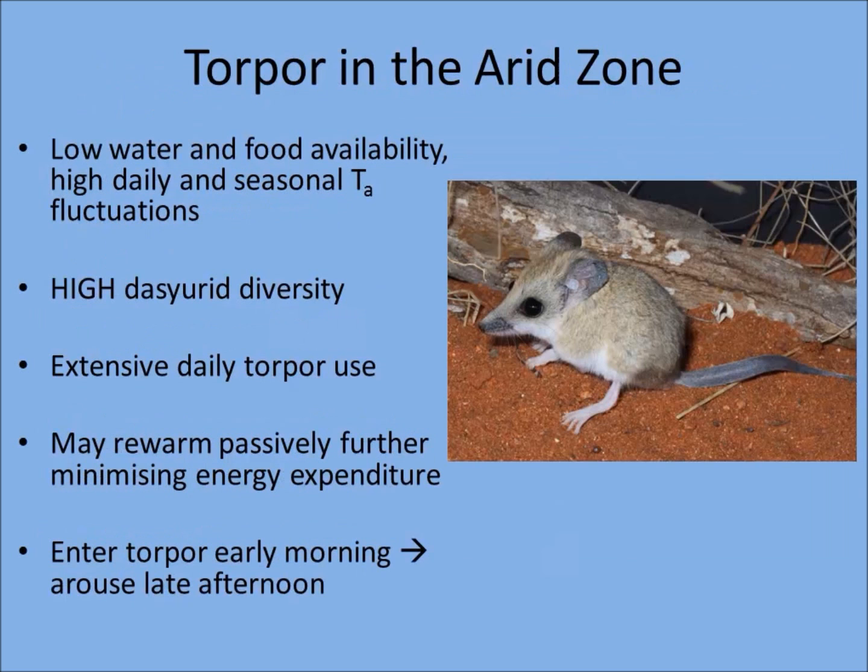A region in which dasyurids are particularly diverse is the arid zone, which is interesting because arid zones tend to be notorious for high seasonal fluctuation in ambient temperature, as well as low accessibility of water and food. This is believed to be a result of extensive use of daily torpor, and many species may actually incorporate a process called passive rewarming, which is using exogenous heat like the sun to increase body temperature rather than relying on your own metabolism. As dasyurids, such as this Sminthopsis, tend to be nocturnal, they will enter torpor in the early morning and arouse around dusk in the late afternoon.